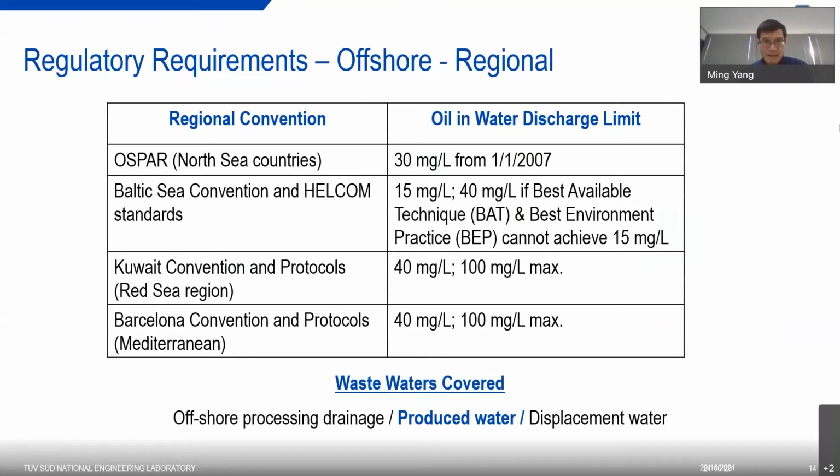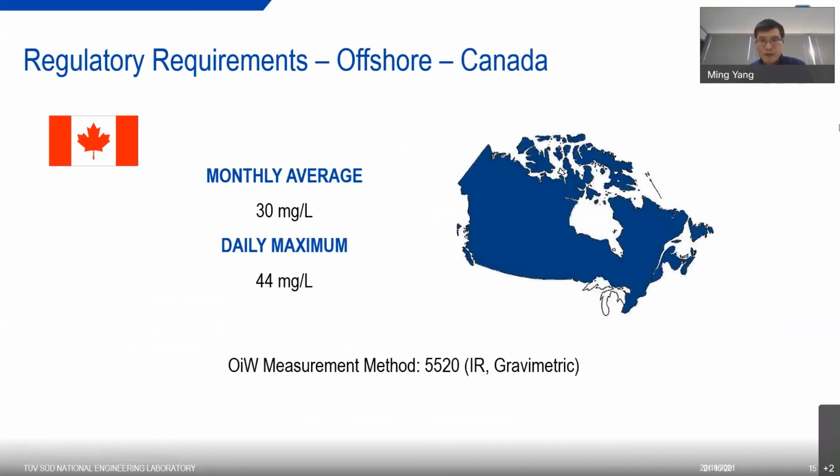At the national level, just as an example, there's Canada. In Canada, if you want to discharge produced water, the monthly average is 30 milligram per liter, and the daily maximum is 44 milligram per liter. And in Canada, oil in water can be measured by either infrared methods or gravimetric methods included in standard method 5520.